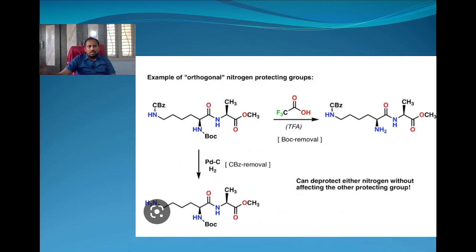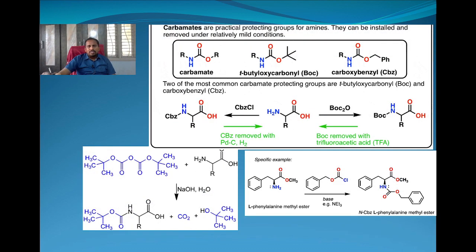So these are some examples of BOC deprotection. Here both CBZ and BOC are there. In the case of TFA, only BOC will selectively deprotect. But in this case, CBZ will be removed in the case of palladium and hydrogen. Okay. So these are some structures of different protecting carbamates. So amine will form a carbamate if we use the protecting group. So this is the tertiary butyloxycarbonyl, BOC protection.